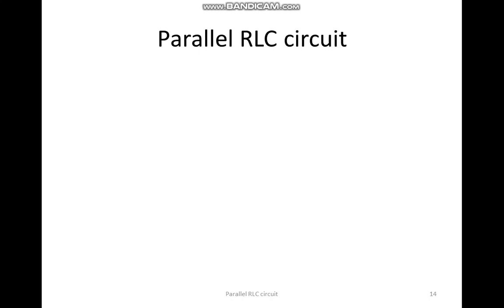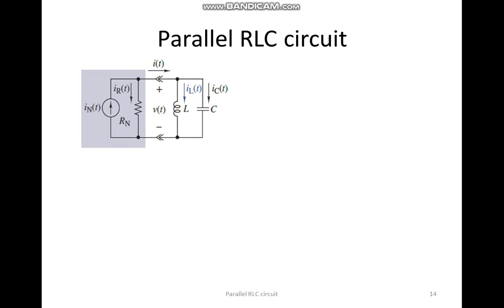Having had a detailed discussion about a series RLC circuit, let us now have a quick look at a parallel RLC circuit, where the left-hand side of the circuit is a Norton equivalent consisting of a current source as well as a resistor Rn. The circuit on the right-hand side, the non-shaded part, consists of two parallel components, an inductor and a capacitor.